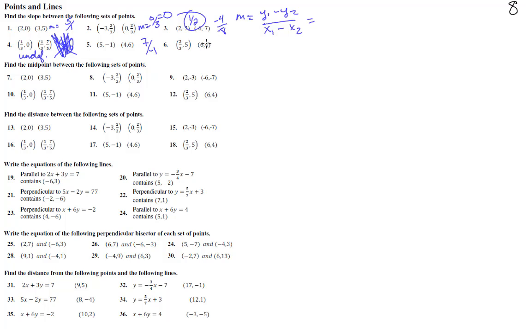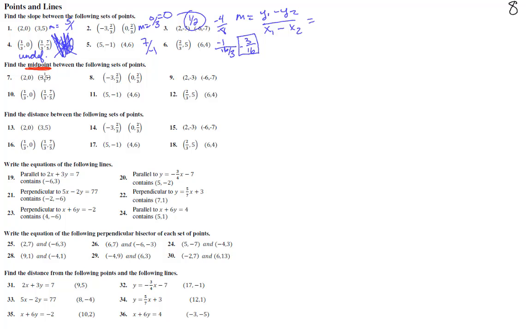And the final one, 4 minus 5 is -1, and 6 minus 2/3. This is 18/3 minus 2/3 is 16/3. 1 divided by 16/3 is the same as 1 times 3/16. So -3/16 is the slope on number 6. Good. Number 7. Notice that here we're trying to find the midpoint, and the midpoint is exactly what it entails.